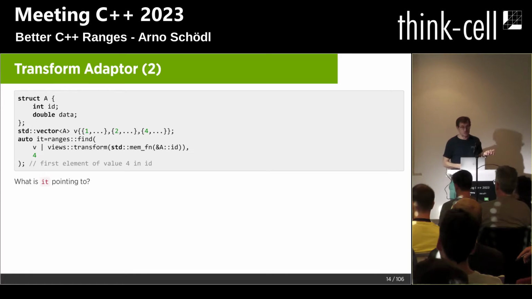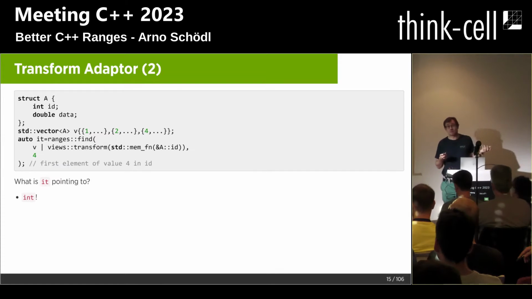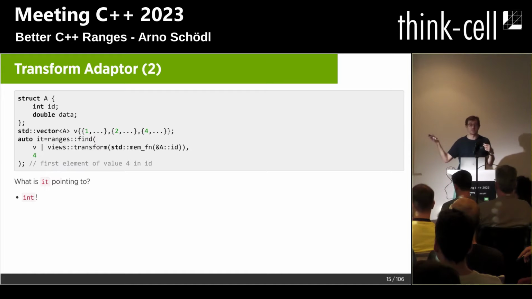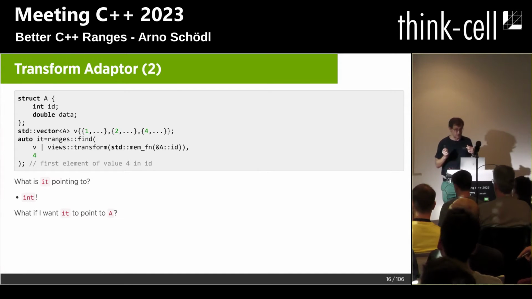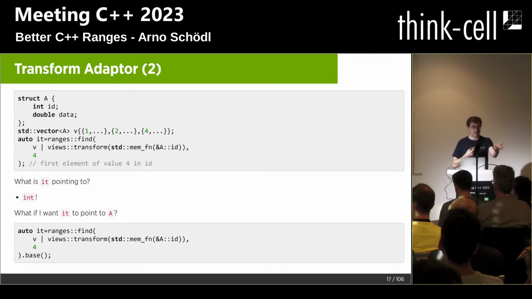Now, one thing to point out here is what's the iterator pointing to? Well, the iterator is pointing, in this case, to numbers, ints, right? Because we projected the whole thing onto ints. It's natural to say, well, but I want the a's. I'm finding the 4, and now I want to know what's associated with that 4, so I have to go back to the base. And you can do that by just calling .base. And that basically takes the iterator from the transform, unwraps it, and gives you the raw iterator back, which is then pointing to the a's.